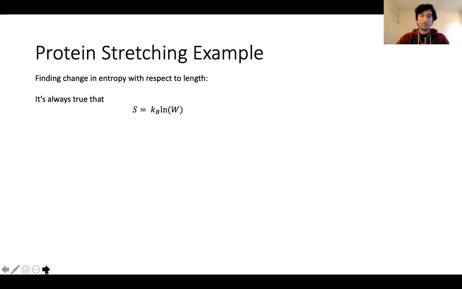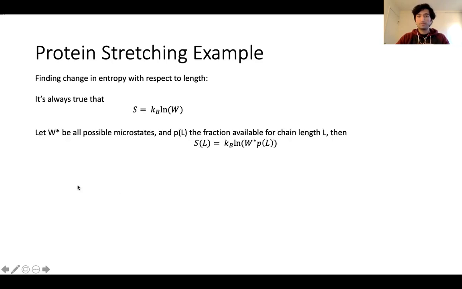And so for our example, we can assume a few things. Let's suppose that we have some quantity W star, and let's say W star represents every single possible microstate that our protein chain can take, at any given length. And then let's also assume that we have some function P(L), which tells us the percentage or the fraction of the microstates in which the chain is at length L. So then the entropy when the chain is at length L would just be given by this.